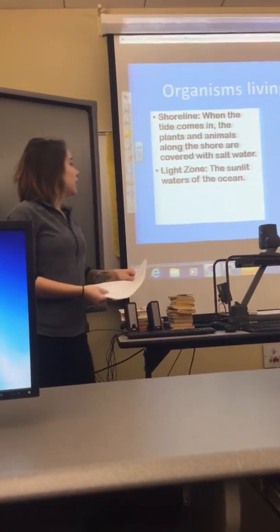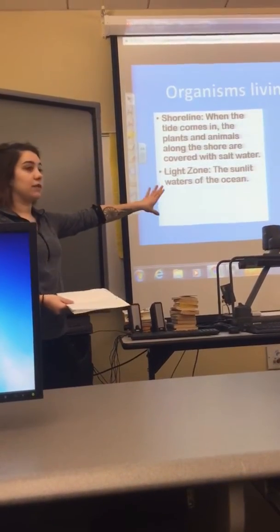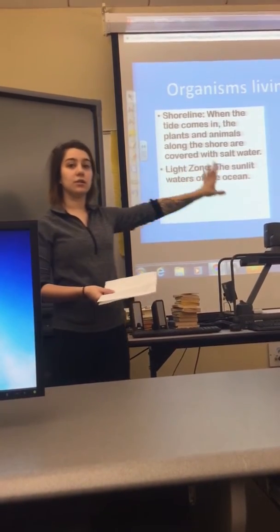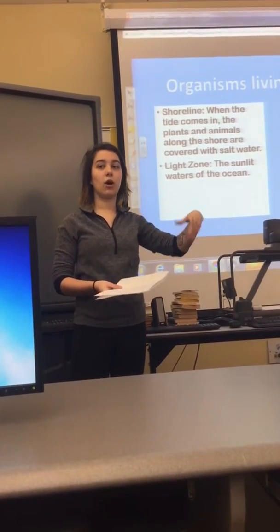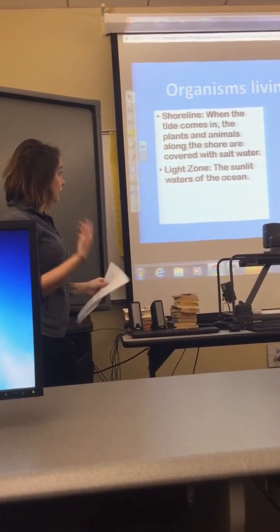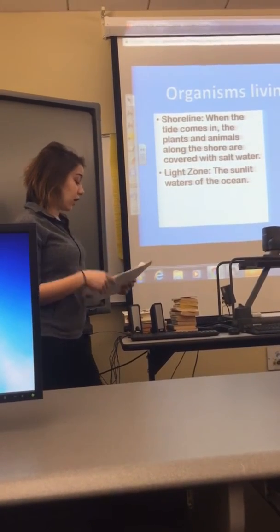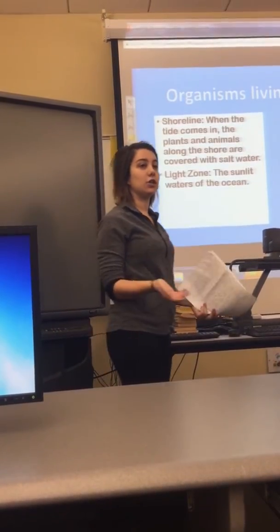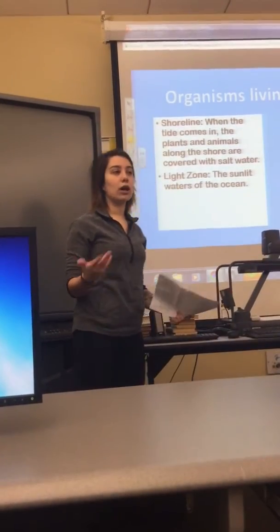So then we go into the light zone. This is the sunlit waters of the ocean. This is where you go in, you can still see because the sun is able to hit the water and light up the water. A couple of different organisms that live here are fish, turtles, dolphins, jellyfish. These are the ones that we more commonly see.